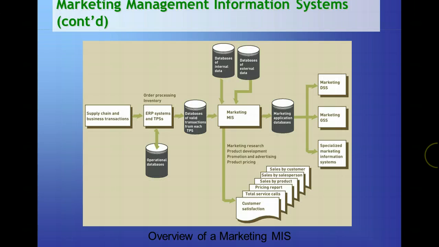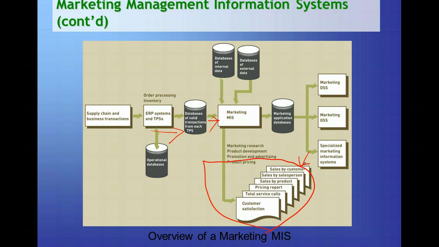And we'll look at the overview of a marketing management information system. Okay, so we have the business transactions, and order processing and inventory going to our database of valid transactions, which we input into the marketing MIS. Okay, and from here we have marketing research, product development, promotion, advertising, and product pricing, and they generate various reports, for example a customer satisfaction report, total service calls, pricing report, sales by product, sales by salesperson, and sales by customer. So for each customer, how much did they buy?